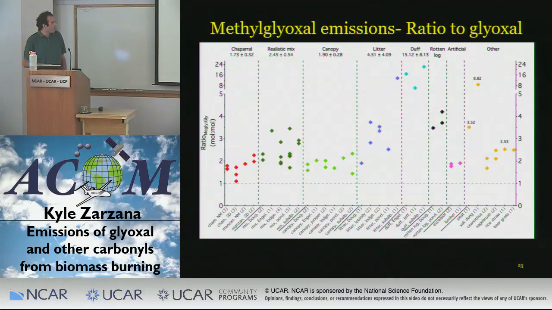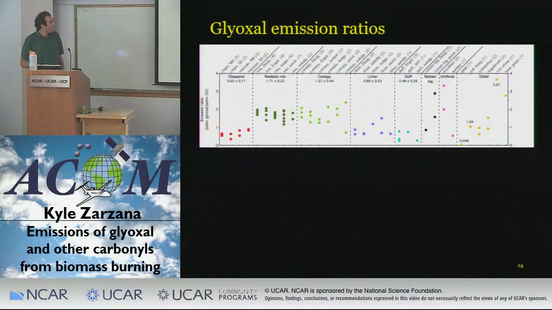Looking at the ratio of methylglyoxal to glyoxal, we always saw a lot more methylglyoxal than glyoxal, in some cases to a factor of 20 or so. And this is very different than what was in the global budget. The global budget predicts that there's going to be less methylglyoxal than glyoxal coming out of these fires, which was not what we see.